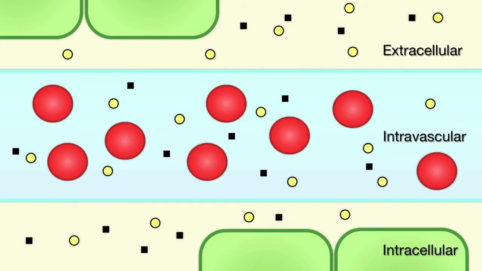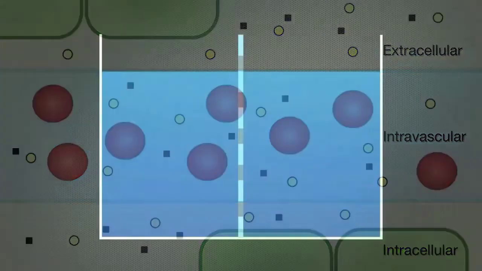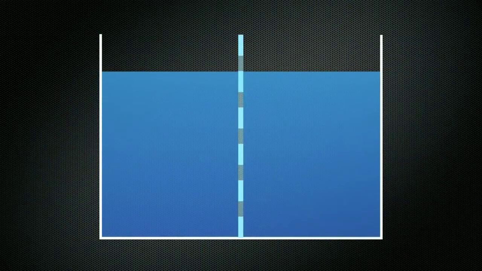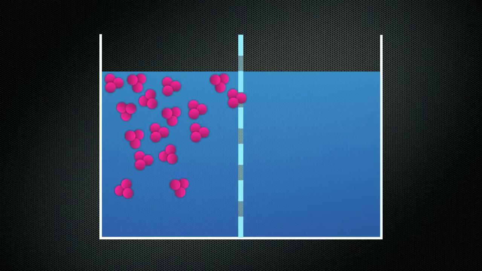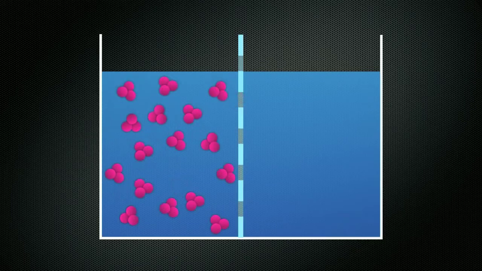Now let's look at a different situation. This time we add some large particles to the solution. They diffuse and spread out, but they're too large to cross the membrane. Because the particles can't cross, they remain concentrated on the side that they were added to. The term that refers to the number of atoms, ions, molecules present per litre is osmolarity.